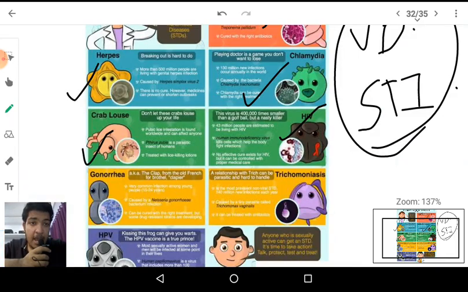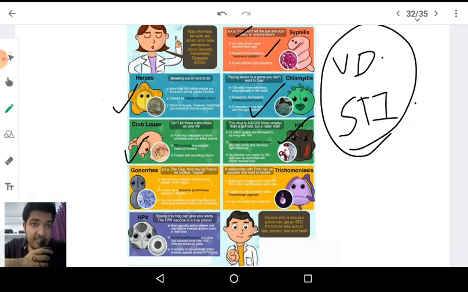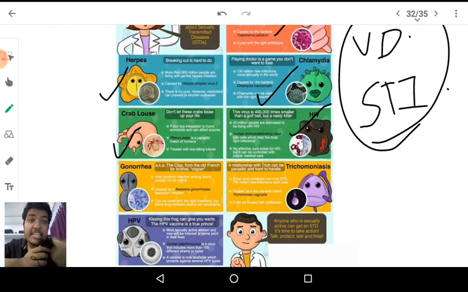HPV is caused by the human papilloma virus. It's a viral disease, and hence it cannot be cured completely. However, there is vaccination for HPV.